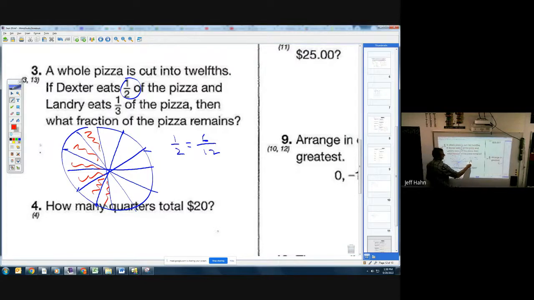Landy eats a third. How many 12s is a third? 4. So you got to get rid of another 1, 2, 3, 4. What fraction of the pizza remains? 2 of them. 2 12s. But that reduces to 1/6. Does that help? You got to change those bottoms so they're 12s. Okay, right there.